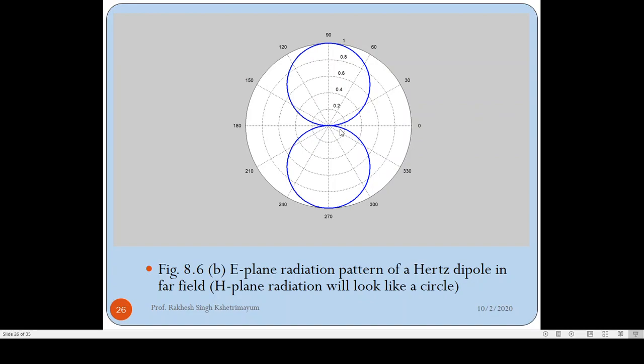So this radiation pattern is different from the near field radiation pattern, so don't get confused. You may have a different radiation pattern in the near field. You may also have a completely different radiation pattern in the far field. That is because your electric field and magnetic field will have different expressions in the near field and far field. So the antenna will have different radiation patterns in near field and far field.